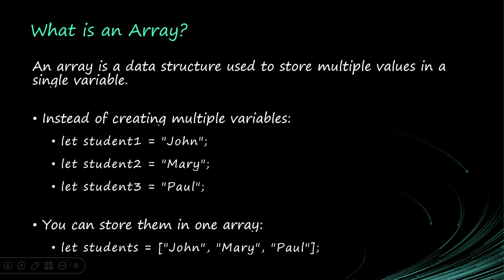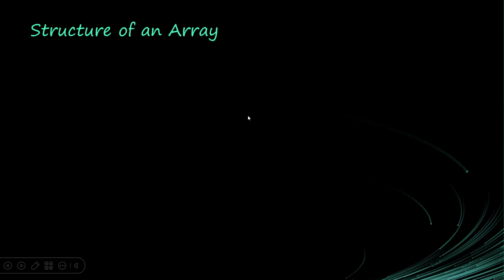This is how you create an array. You just store them in one array. So we use an array to store multiple values. These values can be anything. They can be integers, they can be objects, they can even be arrays too. Whenever you have multiple values of data to store, you use an array. So let's take a look at the structure of an array.